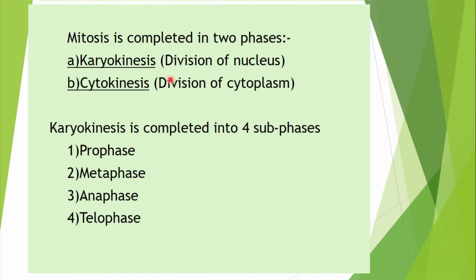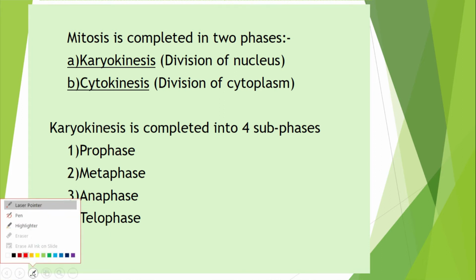So what are we studying here? We are studying mitosis. Mitosis is completed in two phases, karyokinesis and cytokinesis. Karyokinesis is division of nucleus and cytokinesis is division of cytoplasm. So let's start with karyokinesis. Karyokinesis is again completed in four subphases: prophase, metaphase, anaphase, telophase. Before proceeding with these, we will see what is actually happening in mitosis.